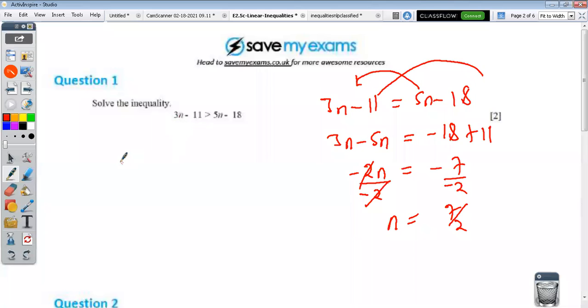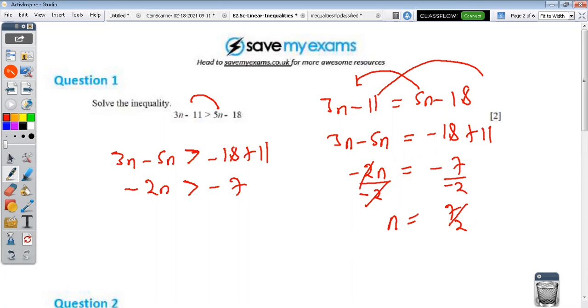Now, if this is an inequality, the concept is the same. I want to move 5n the other side of the inequality, it changes sign, becomes a minus. The sign is not an equal sign, it's a greater than. Minus 18, I move the negative 11, the other side it is a plus 11. You get minus 2n is greater than minus 7. Making sense so far?